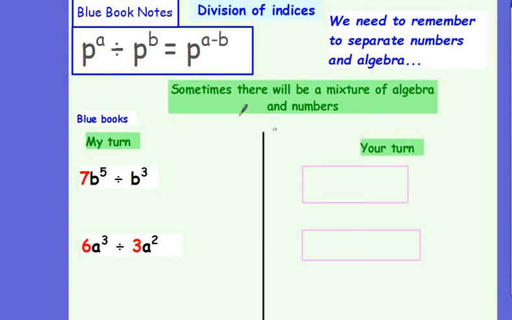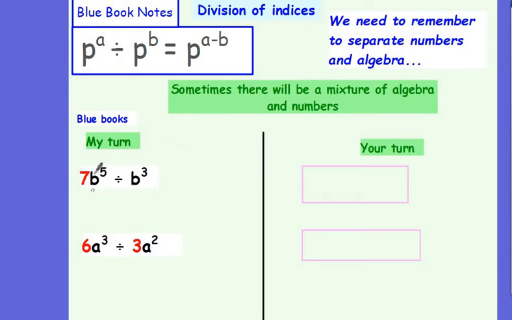Now, we covered this when we were looking at multiplication of indices, and we said we needed to separate the numbers and the algebra. So in your dark blue books or in your neat notes, can you write the title Division of Indices? And underneath, I'm going to do an example, and then you're going to complete an example. So watching me to start with, I'm going to separate my numbers and my algebra.